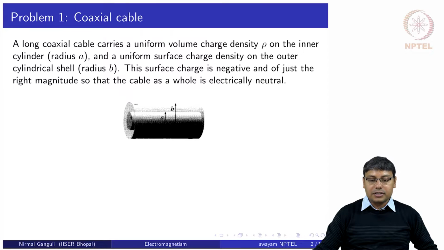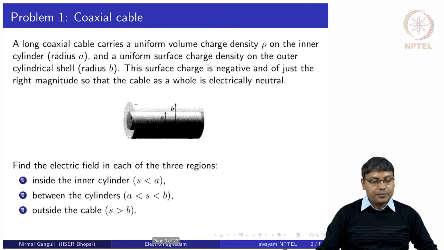That means the total amount of the charge in the entire cable is 0. You are supposed to find the electric field in each of the three regions, that means all space. So, we can divide the problem into three parts. Inside the inner cylinder first, where S is less than a, between the cylinders where a is less than S and S is less than b, and outside the cable where S is greater than b in the outer space. The coaxial cable is quite long, so we will assume it to be infinite.